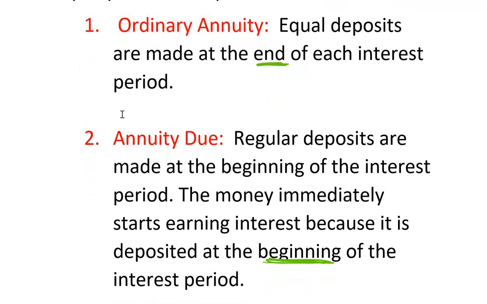What's the difference? Equal deposits are made at the end of each interest period for an ordinary annuity. For an annuity due, regular deposits are made at the beginning of the interest period. The money immediately starts earning interest because it's deposited at the beginning of the interest period. So you probably make a little bit more with an annuity due rather than an ordinary annuity because you get more days of interest.